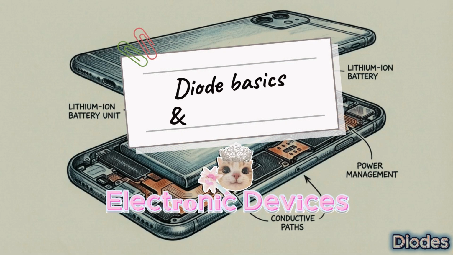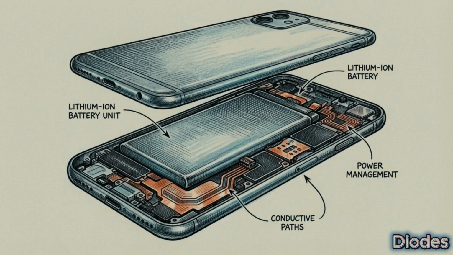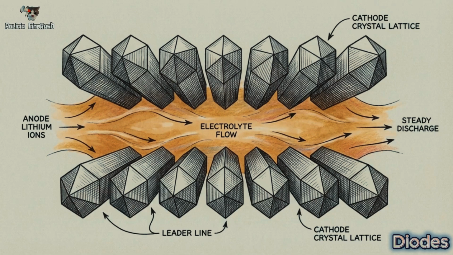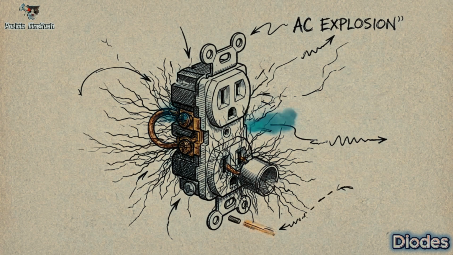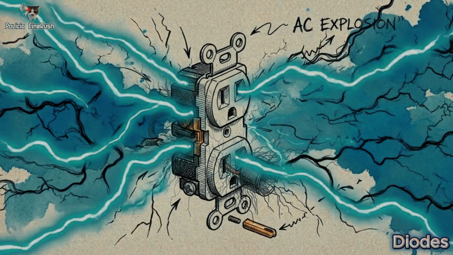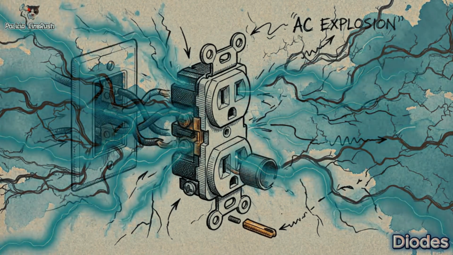Think about the lithium-ion battery inside your smartphone. It is a delicate, highly precise piece of chemistry that demands a perfectly smooth, steady flow of power to survive. But the electricity waiting for it inside your wall outlet is anything but gentle. It is violent and chaotic.